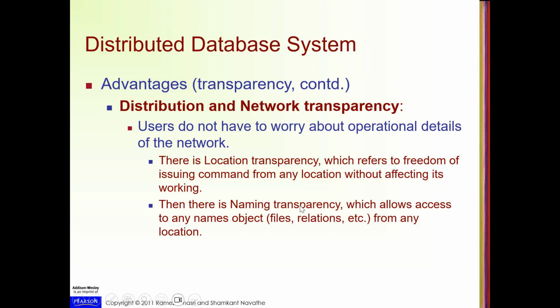What does the naming transparency do? It will allow access to any named object. For example, it will allow me to access any file or relation, etc., from any location. So, I'm not bothered about the file that I'm trying to access. If I have the name, I just access the file, and I'm not bothered which branch or which site it is coming from.